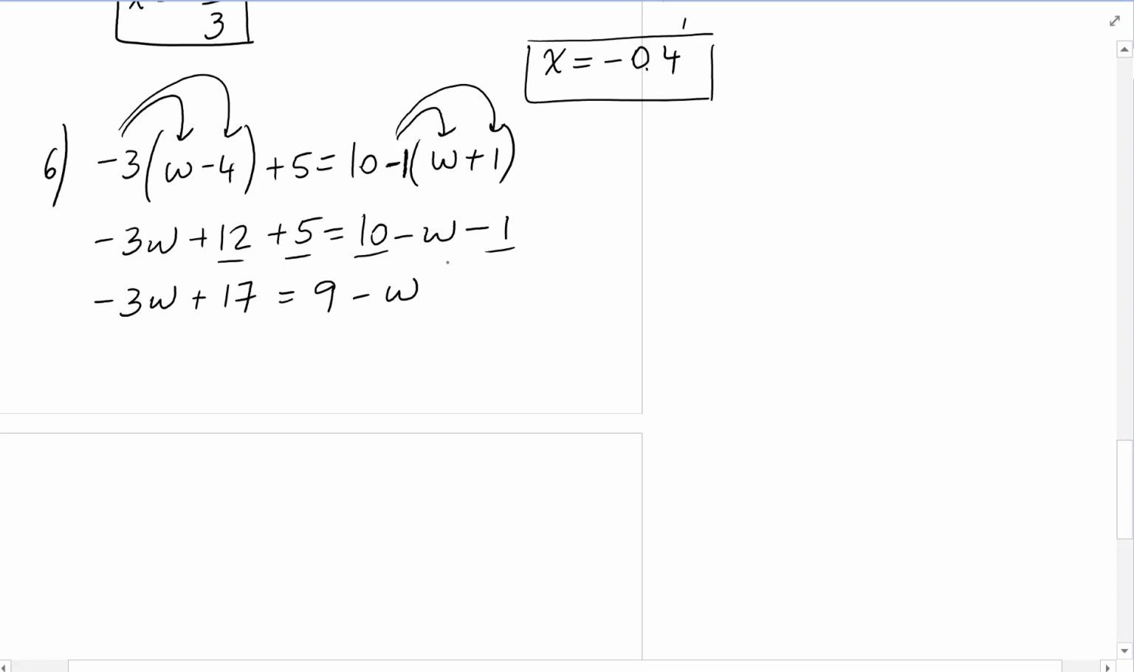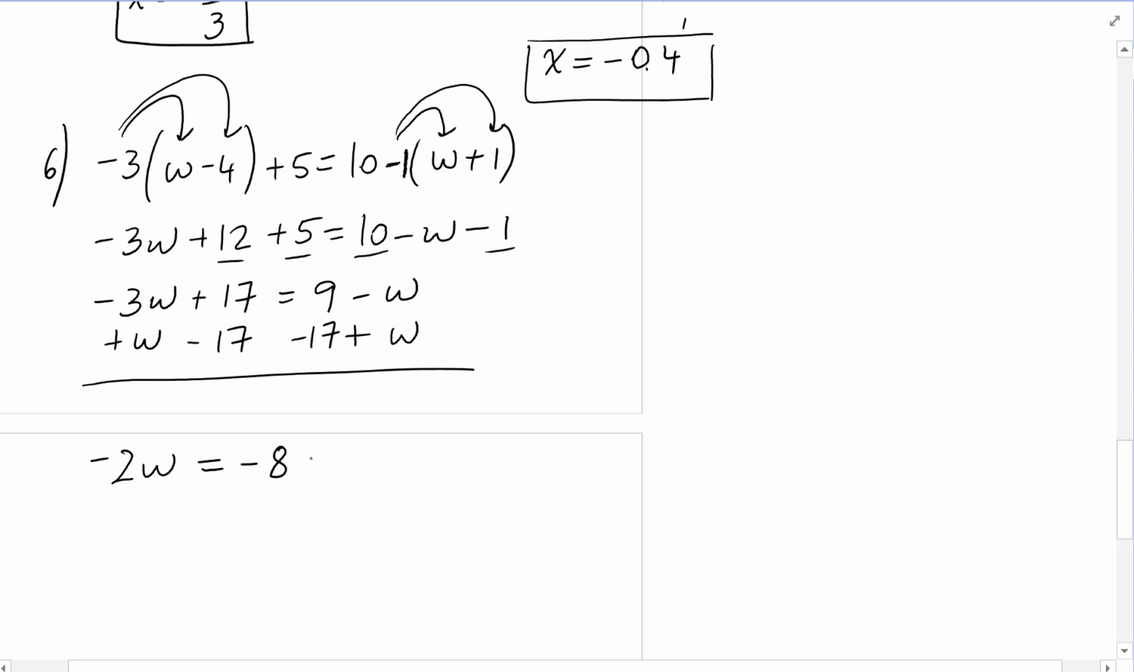The next step is to get all the w's on one side. So I'm going to add w to both sides, and I'm going to subtract 17 from both sides to have the letters on one side and the numbers on the other. So negative 3w plus w is negative 2w. 17 minus 17 is 0, equals 9 minus 17, that's negative 8.